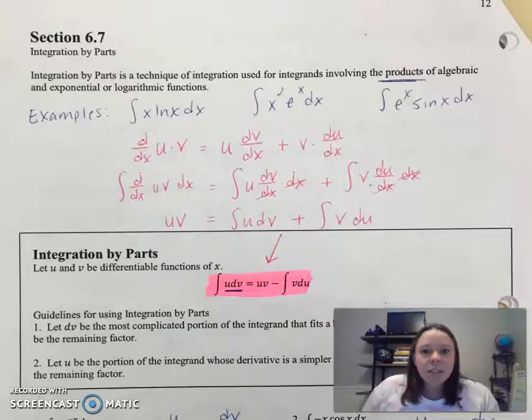Hello, this is section 6.7 for Calc survey, and we're going to learn another method to solving integrals or finding the antiderivative. Remember, that means the same thing. So last section we talked about substitution, and hopefully you've practiced that. And now we're going to talk about another method, which is called integration by parts.